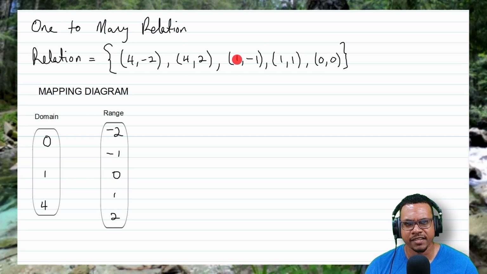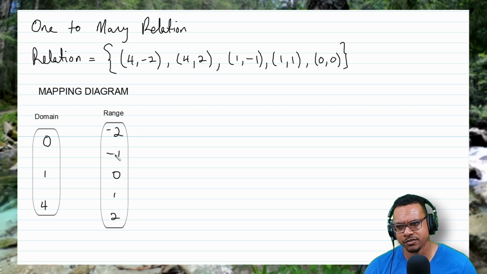Then we have this 1 here in the domain and this 1. So 1 is occurring twice in the domain. So I write it only once. And of course, the 0 is in the domain. And I write the 0 here. Now my range is a set of second values, which is the -2, the 2. So I have the -2 here, this 2 here. We have -1 and 1. And then we have this 0 here in the range, 0.